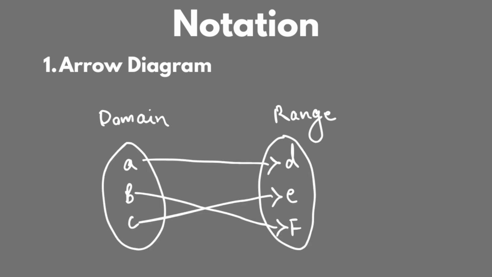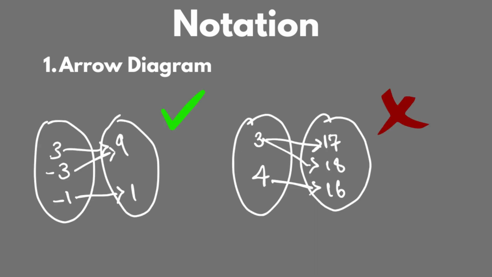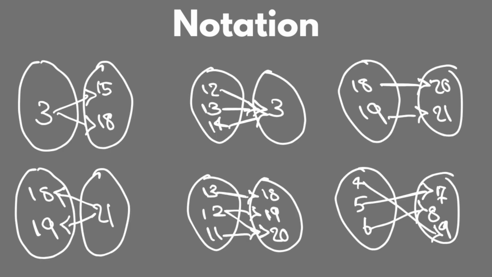Each item in the input has to connect to an item in the range. Remember that each input can only connect to one output. So, only one arrow always leaves from one input. This is a function, but this other one is not. These are some examples of arrow diagrams. Determine which of these 6 diagrams are functions and which are not.